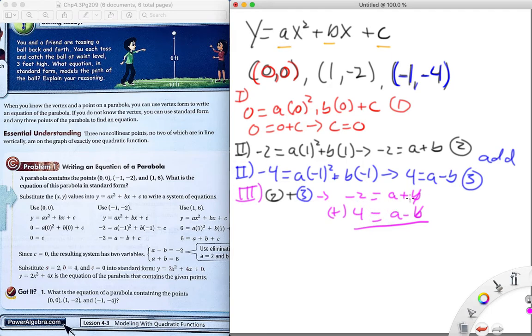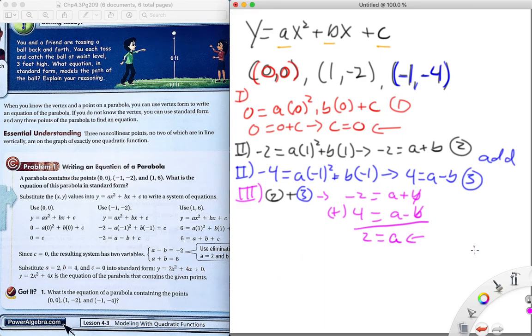I need to solve for one variable at a time. So this gives me 2, this gives me a. So my a is equal to 2. So we have two of them right now. A is equal to 2 and c is equal to 0.